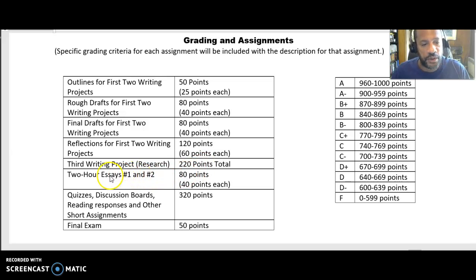We'll have what I call 2-hour essays. They're going to be like tests that you can take on Blackboard. You have to write those in 2 hours. You'll open them up and you'll see an essay prompt and have to complete it in 2 hours.